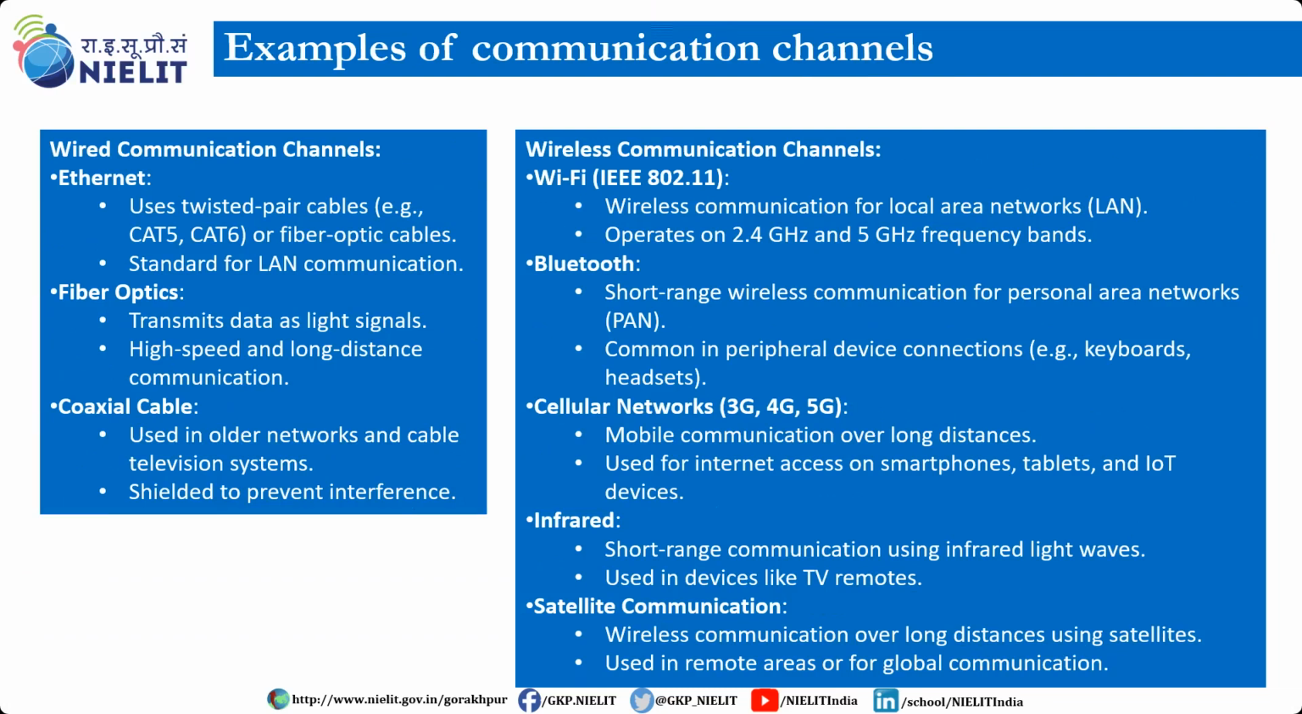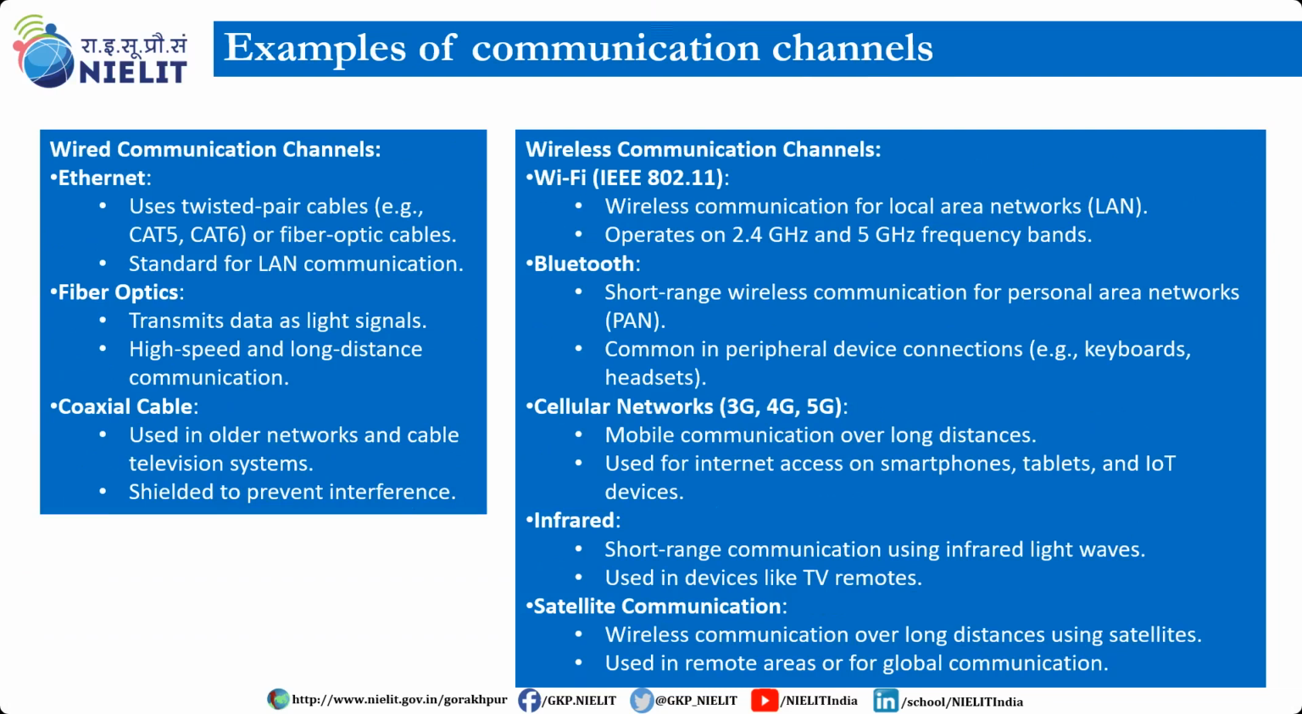So wireless communication for LAN, normally Wi-Fi is used for LAN communication, and it is operated on the 2.4 gigahertz and 5 gigahertz frequency bands. It depends on which particular standard you are using in your Wi-Fi network.